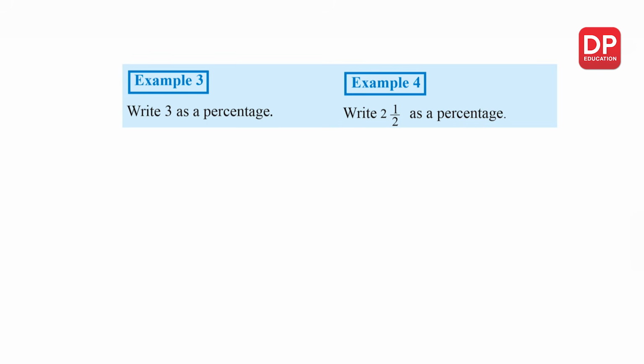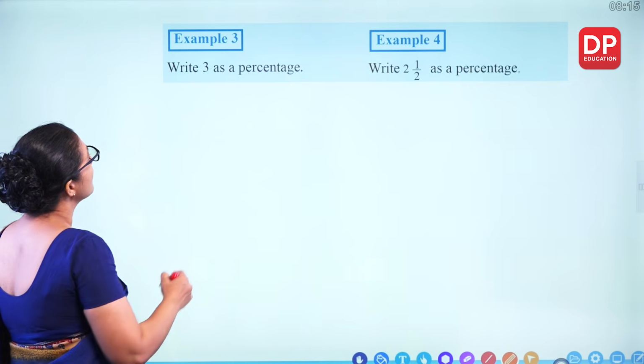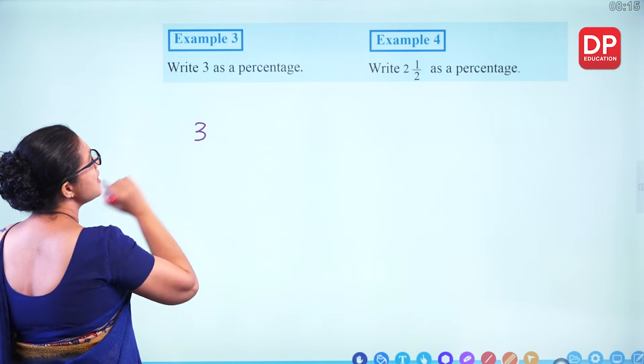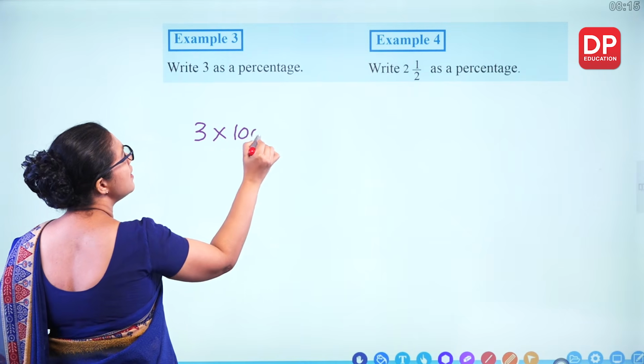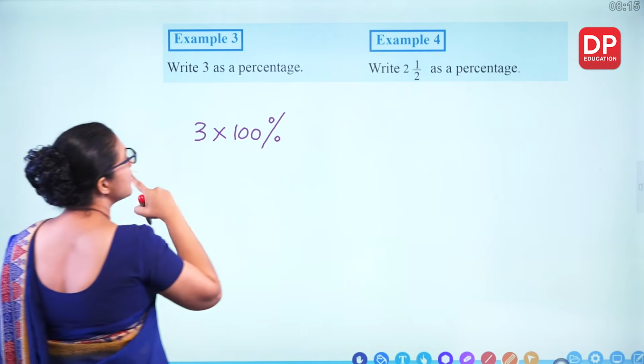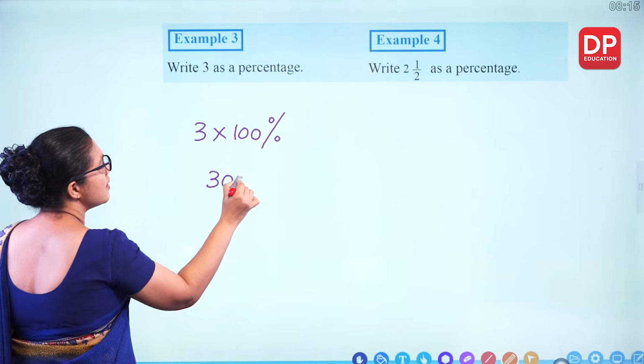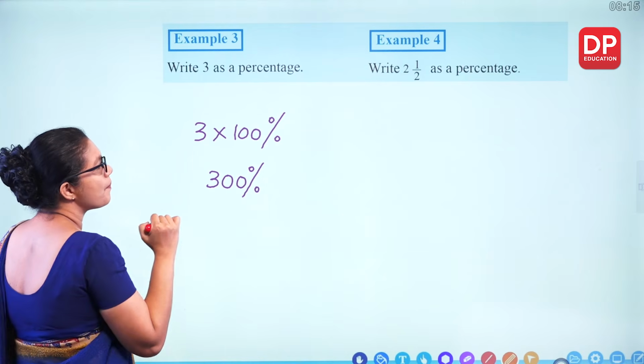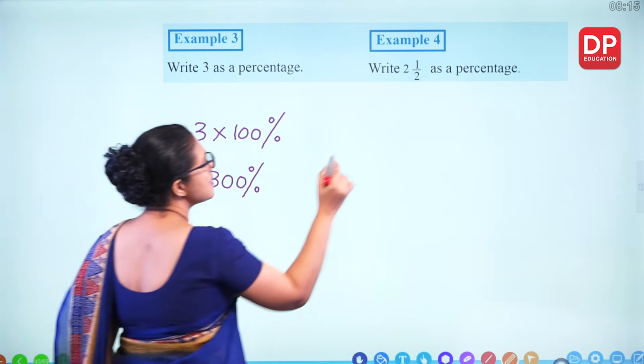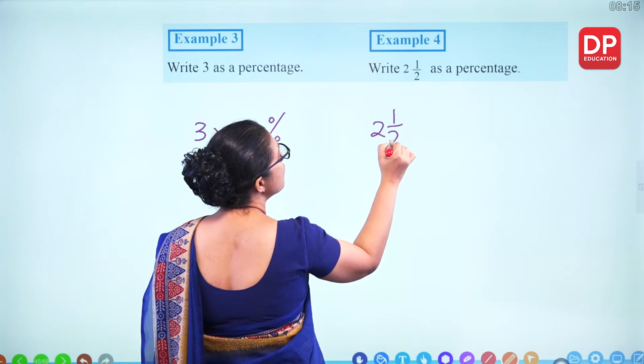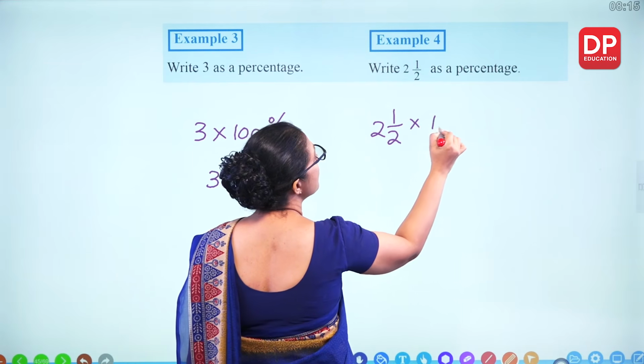Example 3, write 3 as a percentage. To write 3 as a percentage, multiply by 100 and put the percentage sign. So 300%. Next, 2.5 as a percentage. 2.5 multiplied by 100%.